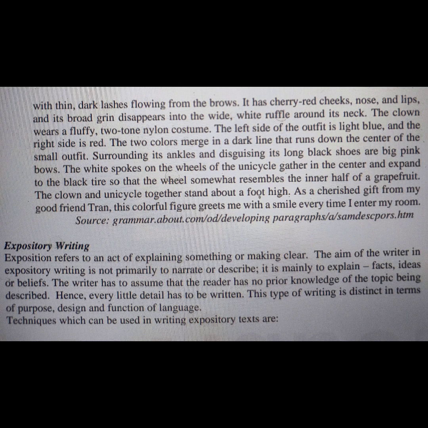Expository writing. Exposition refers to an act of explaining something or making clear. The aim of the writer in expository writing is not primarily to narrate or describe, it is mainly to explain facts, ideas, or beliefs. The writer has to assume that the reader has no prior knowledge of the topic being described. Hence, every little detail has to be written. This type of writing is distinct in terms of purpose, design, and function of language.